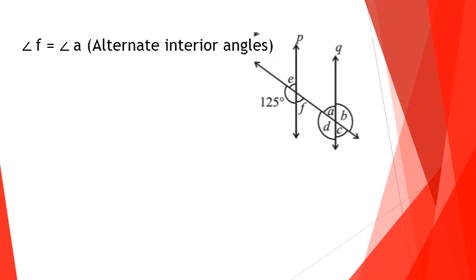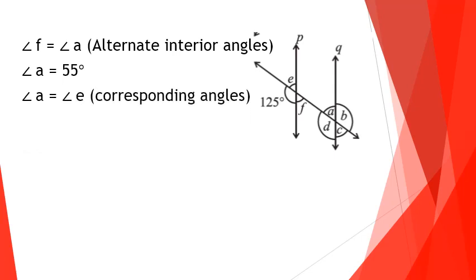Also, angle F equals angle A. Which pair of angles are these two? Yes, they are alternate interior angles because they lie on opposite sides of the transversal. Hence, they are equal. Therefore, angle A equals 55 degrees. If we know the measure of angle A, we can write the measure of angle E. Why? Because they are corresponding angles. They lie on the same side of the transversal and above the line also. Hence, angle E equals 55 degrees.